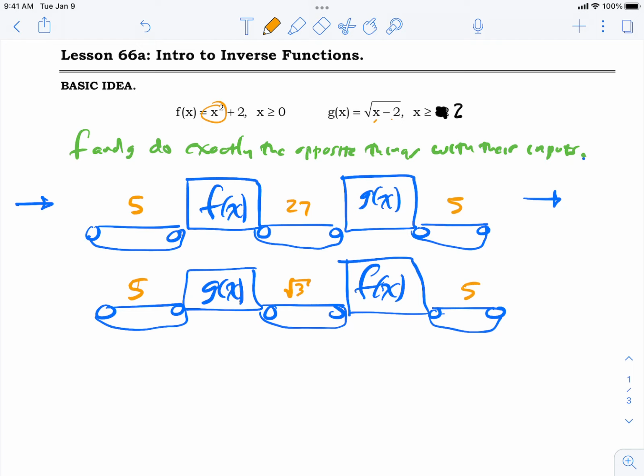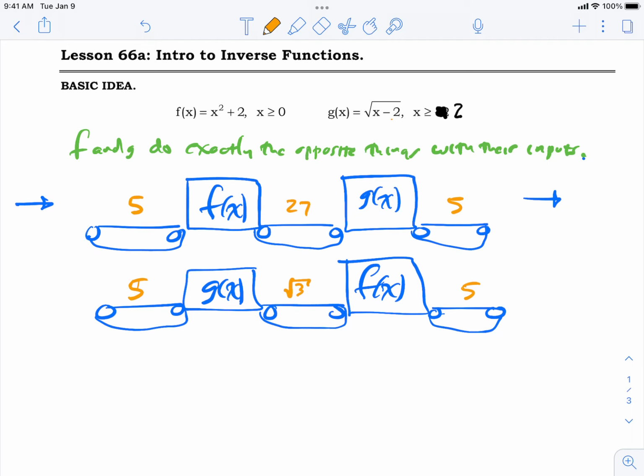That's what I mean when I say one function does exactly the opposite of the other. It means you can hitch them up in a chain, and in the end, it's like nothing happened. I put the 5 in, I got the 5 out again. That's assuming it goes through both machines in either order. Like I say, either order. It's not supposed to matter what order you go in.